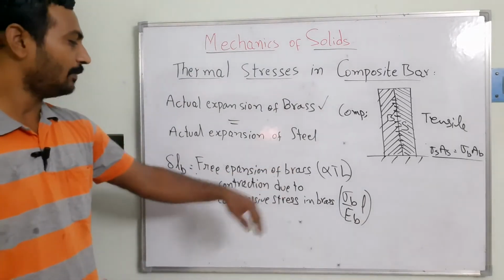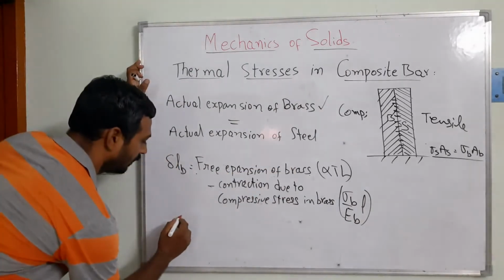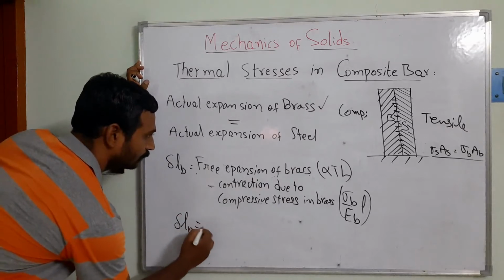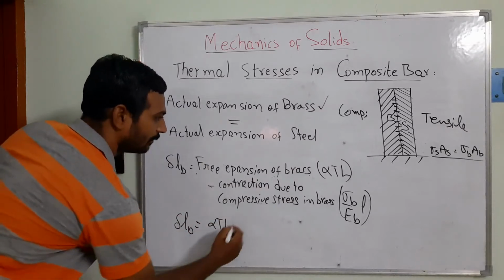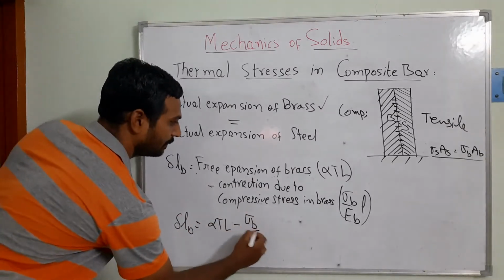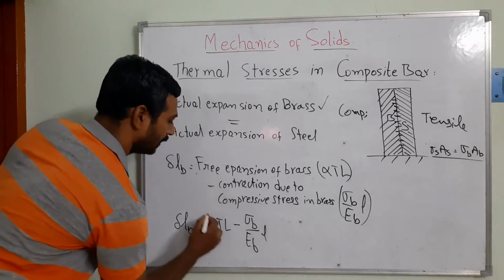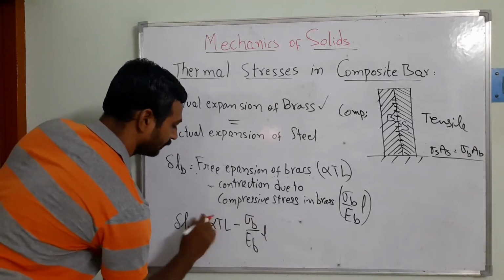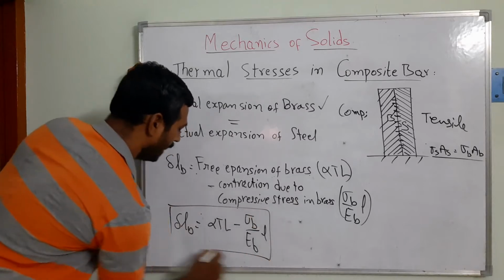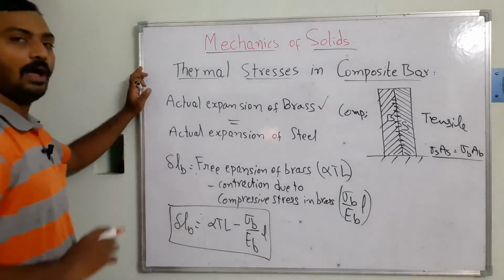So now I am going to be equating over here. So that is going to be del L B is equal to alpha T L minus sigma B by E B into L, we are going to be considering, right? So this is going to be the actual elongation of the brass.